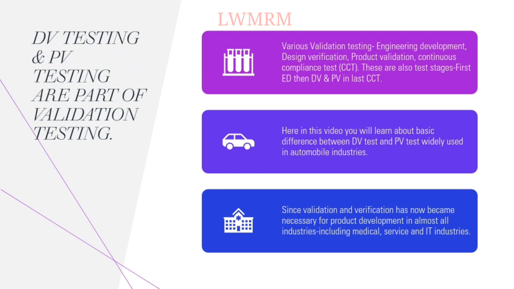Difference between DV testing and PV testing. DV testing and PV testing are part of validation testing. Various validation testing: engineering development, design verification, product validation, continuous compliance test (CCT). These are also test stages: first ED, then DV and PV, and last CCT.